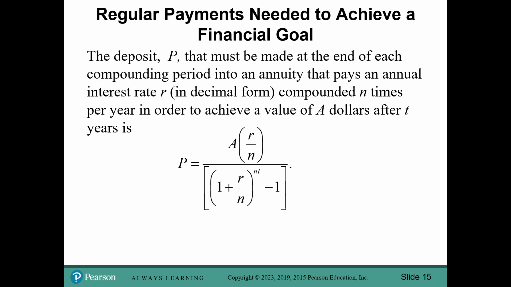So the deposit P that must be made at the end of each compounding period into an annuity that pays an annual interest rate R in decimal form, compounded N times per year, in order to achieve a value of A after T years is P equals A times R over N, over (1 plus R over N) raised to the NT, minus 1.